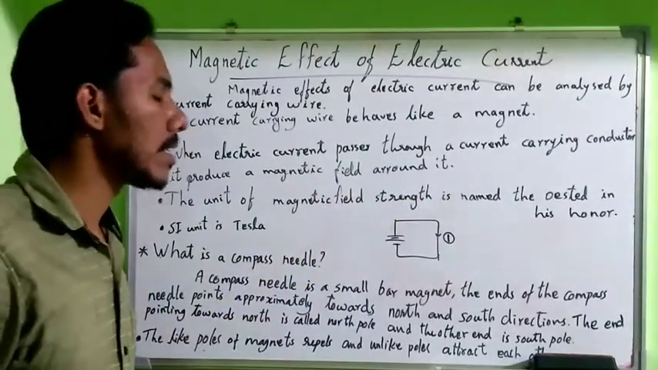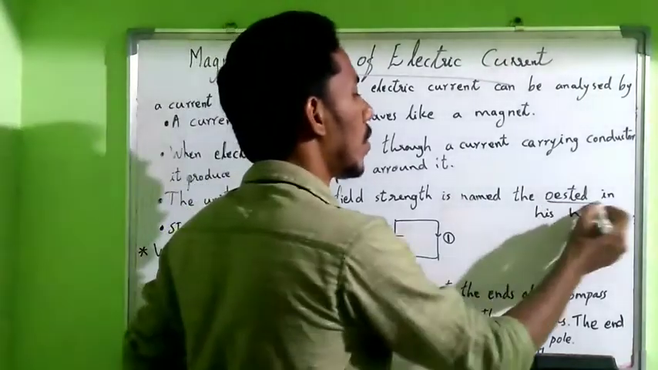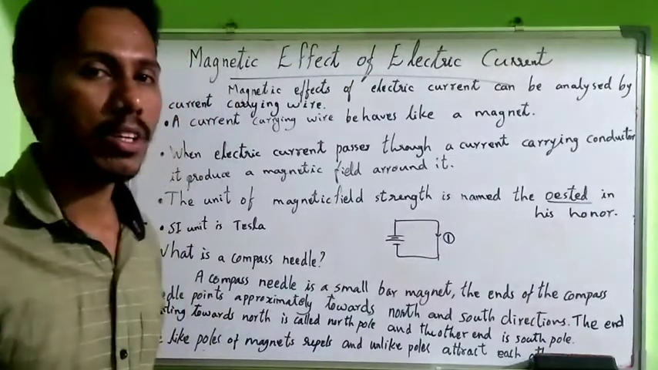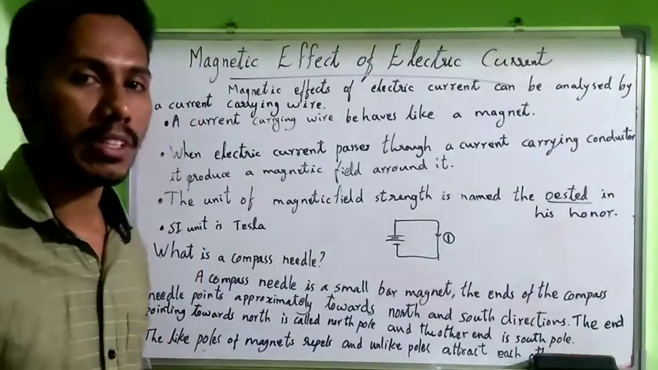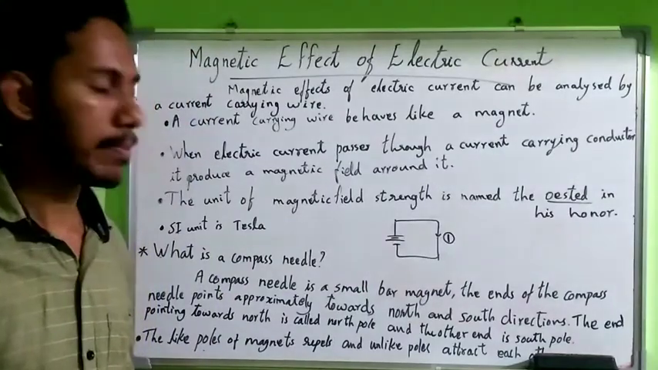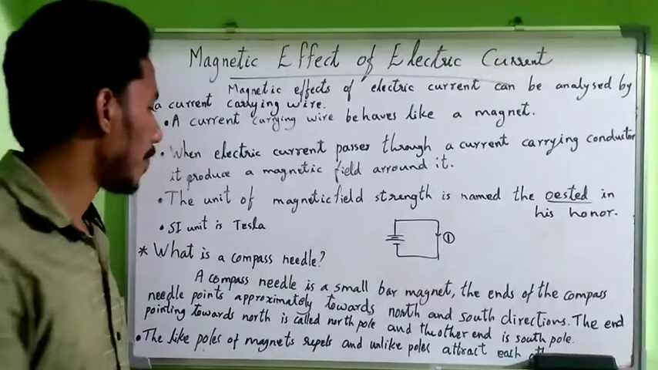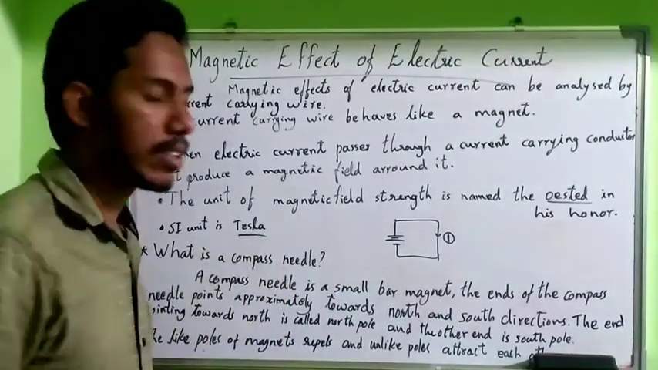The unit of magnetic field strength is named Oersted in honor of the scientist Christian Oersted, who first explained the phenomenon of magnetic effect of electric current. The SI unit of magnetic field strength is Tesla. Just note it.